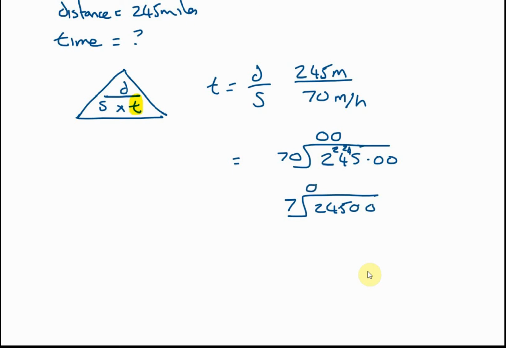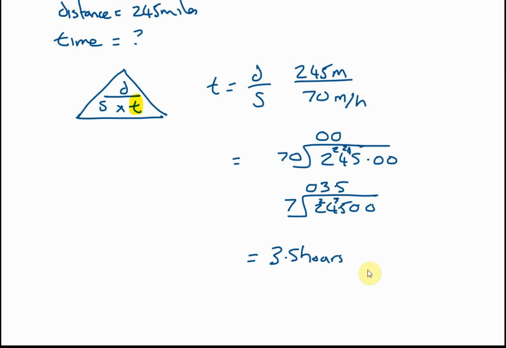7 into 2 doesn't go. Carry the 2. 7 into 24, that'll be 3. Fantastic. Carry the 3. And then 7 into 35 would be 5. Okay, so what that's saying is 3.5 hours. 3.5 is your time. So 3.5 hours, or 3 hours and 30 minutes.